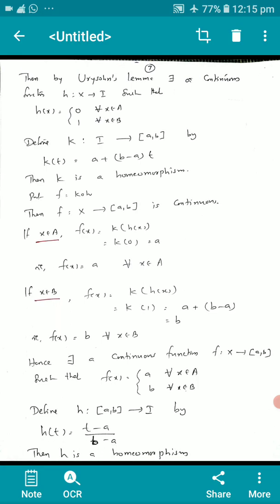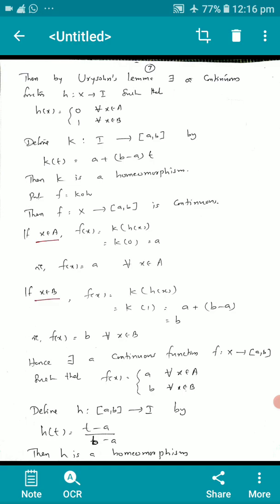So define k from I to [a,b] by k of t equals a plus (b minus a) times t. Then k is a homeomorphism, and put f equals k composite h. Then f is from X to the closed interval [a,b], which is continuous. If x in A, what will happen? What is f of x? It is k of h of x, or k of 0, that is a. That is, f of x equals a for all x in A. If x in B, f of x equals k composite h of x, that is k of h of x, which is k of 1, equal to a plus b minus a, which is b. So f of x equals b for all x in B.